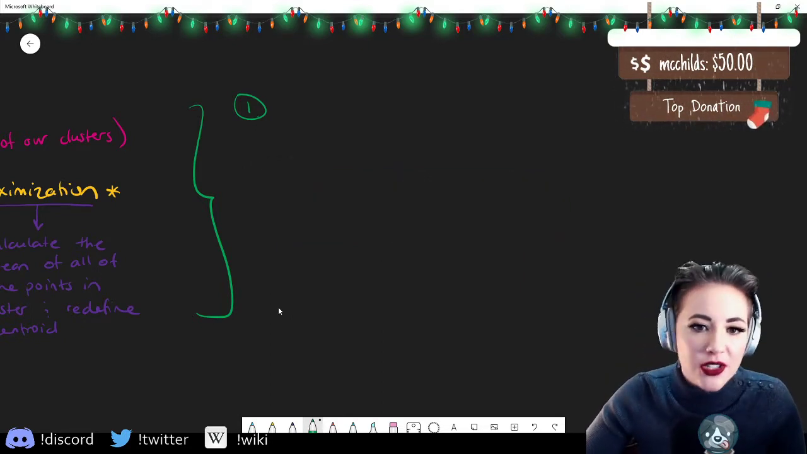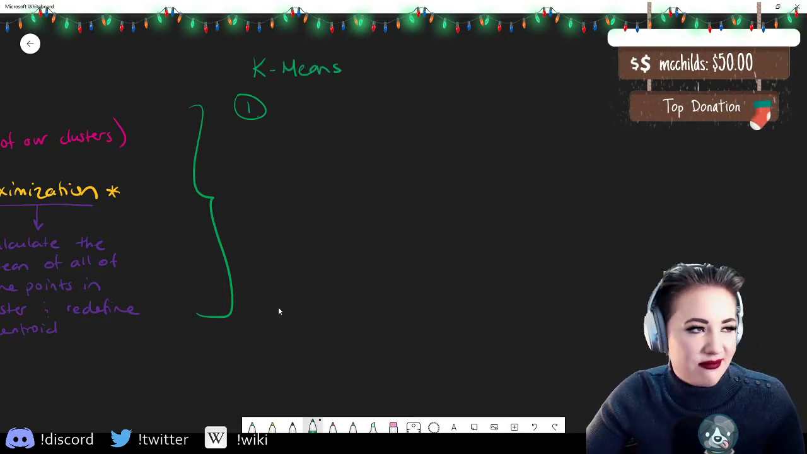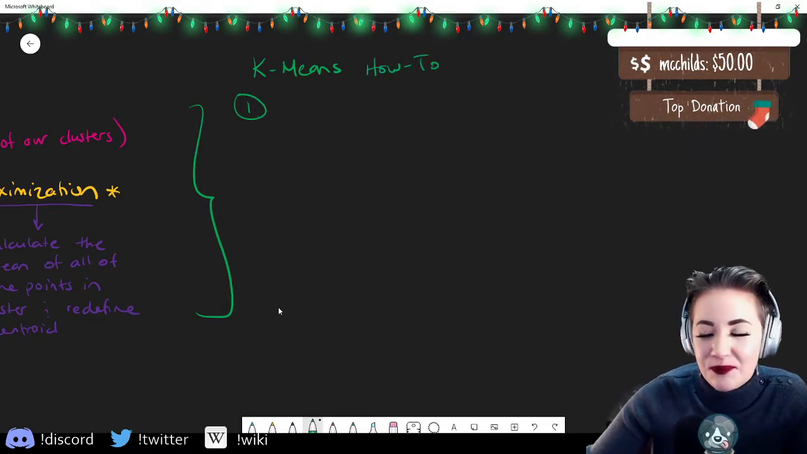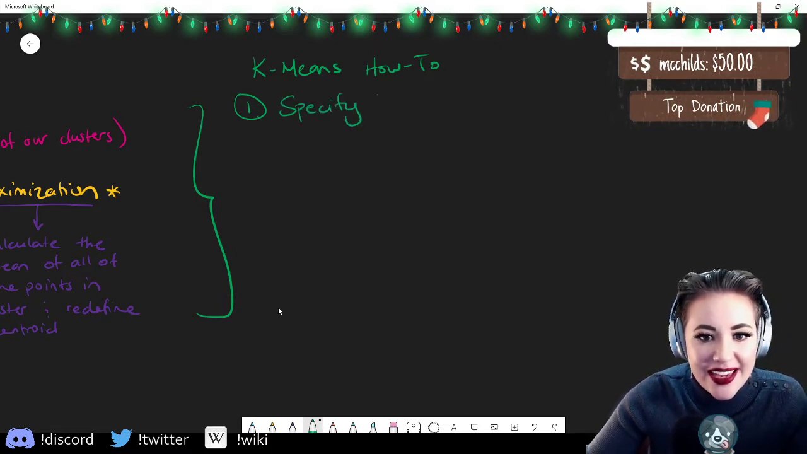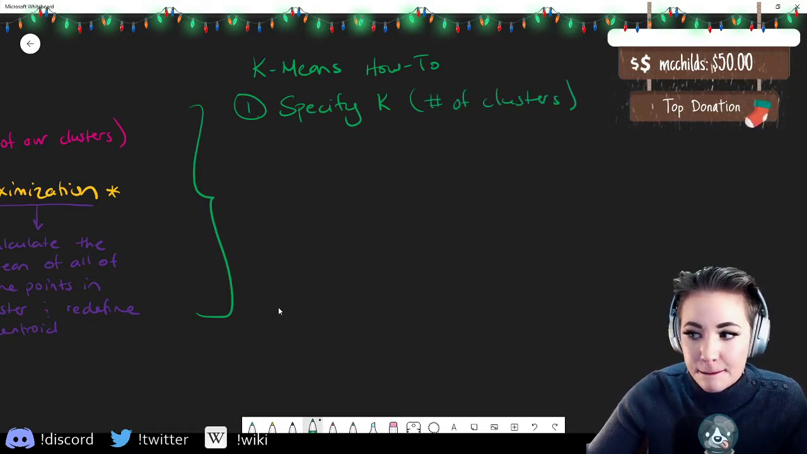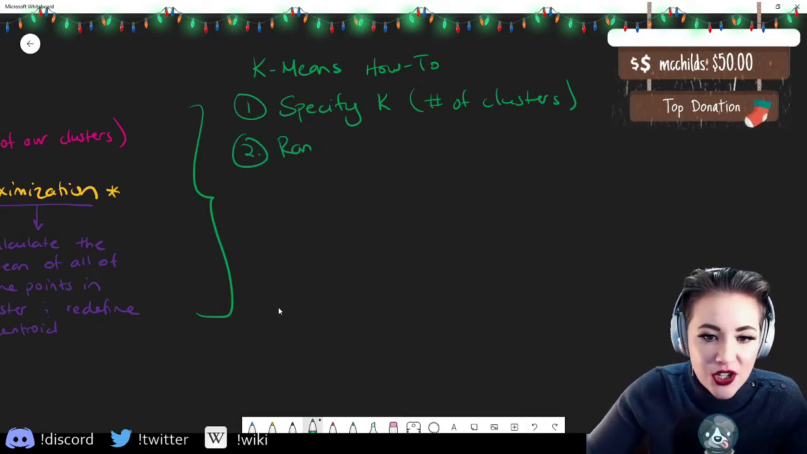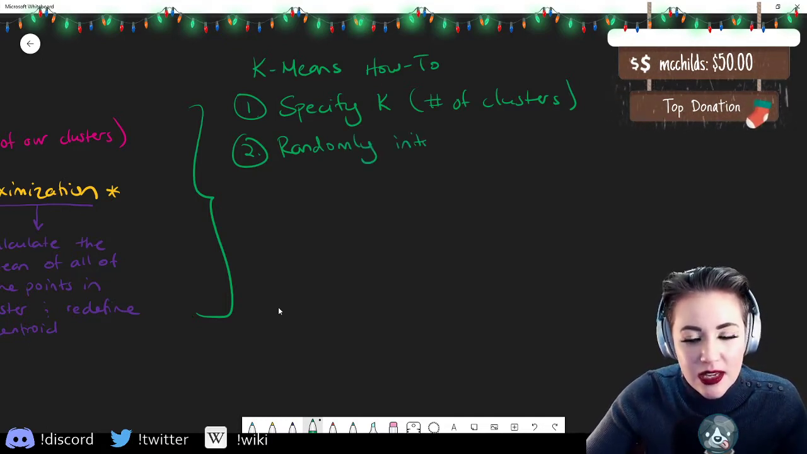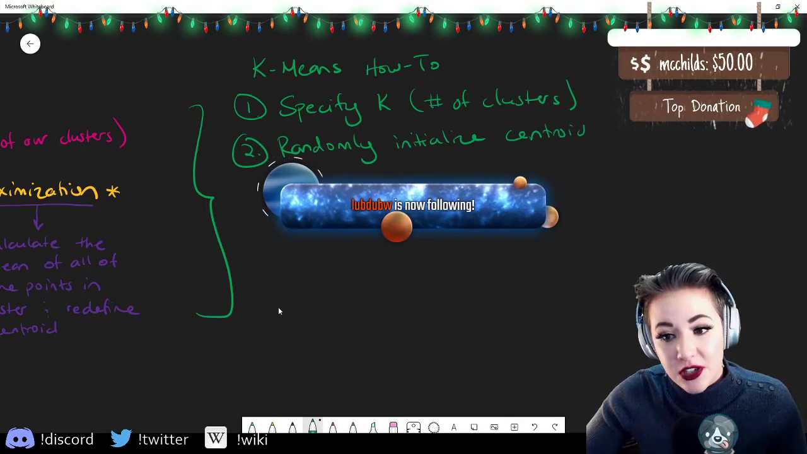All right, so here's your K-means how-to, I guess. Yeah, let's do that because it gives us two dashes. All right. You first specify K, which is your number of clusters. Then you randomly, and here's where the non-determinism comes in, because this is random, randomly initialize the centroid positions.